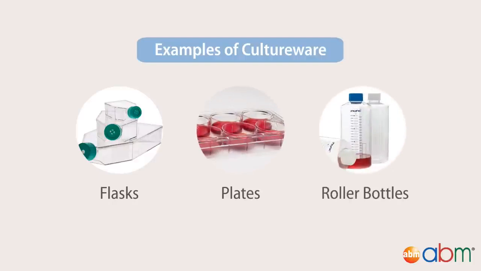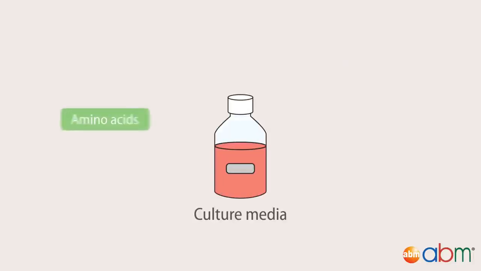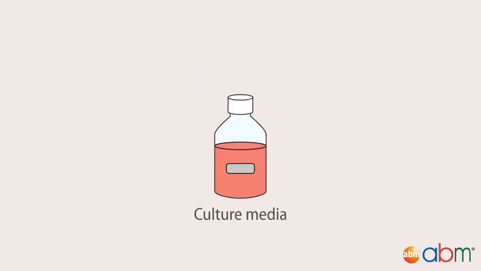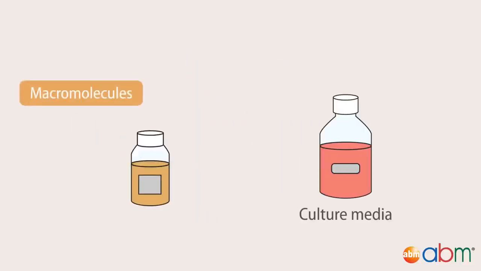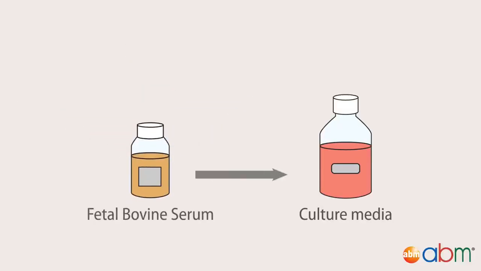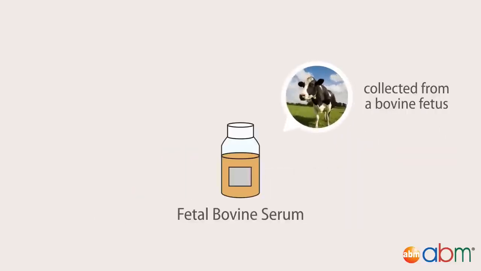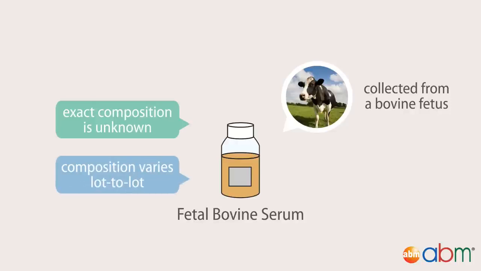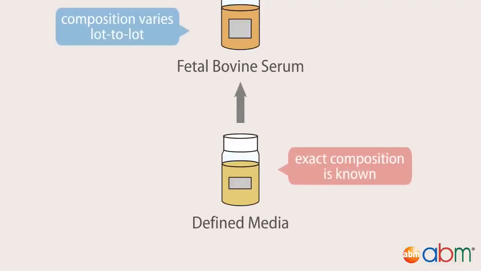To keep the cells alive, it is important to keep the conditions as close to the physiological conditions as possible. Therefore, supplements such as amino acids, inorganic salts, and vitamins are added into the culture media. Traditionally, other vital supplements, including macromolecules, lipids, and growth factors, are supplemented in the form of fetal bovine serum, or FBS. However, there are a lot of uncertainties with regards to the use of FBS. For example, as scientists do not know the serum's exact composition, it is always subjected to lot-to-lot variation, and this in turn can affect the cultures. Recently, defined media, where the exact composition of the media is known, are on the rise to address this issue.